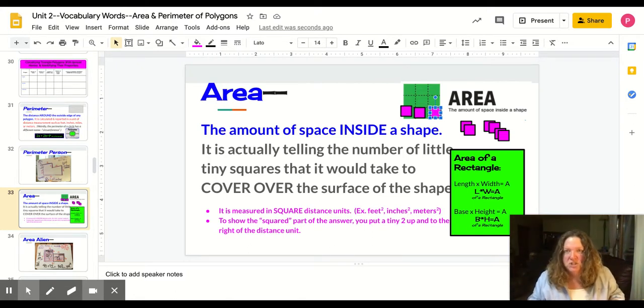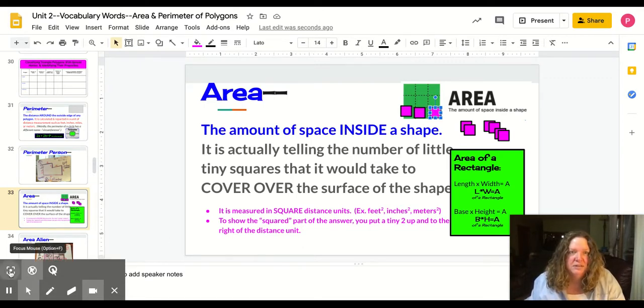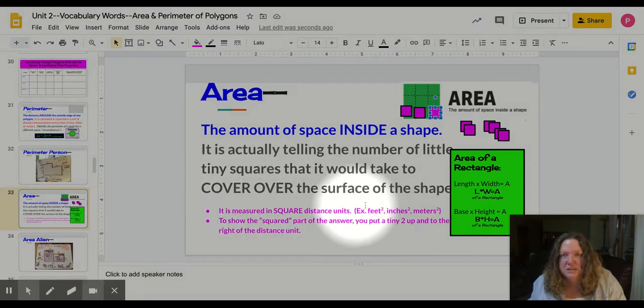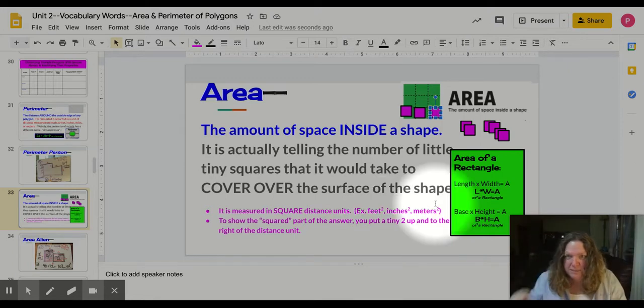Now, to show that squared part, you notice that you put, let's see if I can use my highlighting tool here. There we go. Look at this. Square feet. You put that little tiny 2 right up and above the name of the unit of distance. So square feet, square inches. It's a teeny little 2 and it's up and to the right. Square meters. That's how you show it.